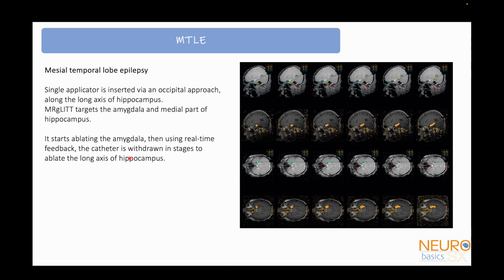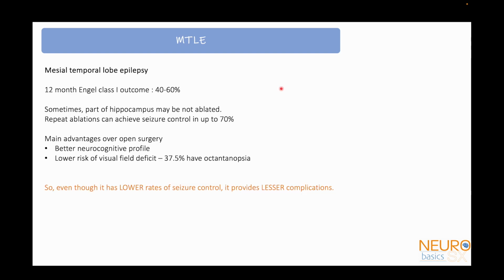It has been used for quite a few conditions in epilepsy. It has been used for mesial temporal lobe epilepsy. Basically, the probe is inserted via an occipital approach and you insert it along the entire long axis of the hippocampus. You enter the amygdala and start heating the tissue up. And then, using real-time feedback, keep withdrawing the catheter and burning the hippocampus along its long axis.